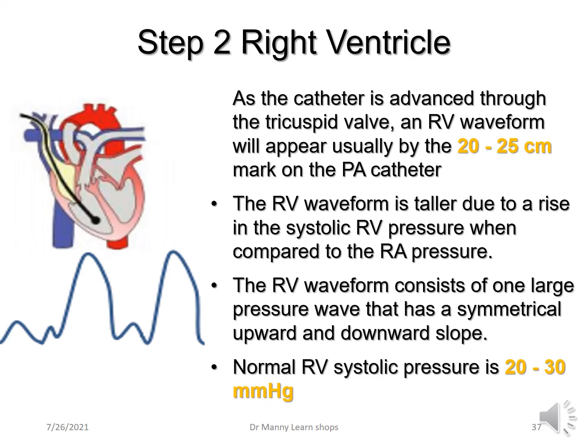Then step 2, the catheter in the right ventricle. As the catheter is advanced through the tricuspid valve, you'll see a right ventricular waveform, and it'll usually appear at about the 20 to 25 centimetre mark on the PA catheter. The right ventricular waveform is taller due to the rise in the systolic right ventricular pressure when compared to the right atrial pressure. The right ventricular waveform consists of a large pressure wave, and it's got a symmetrical upward and downward slope. Normal right ventricular systolic pressure is about 20 to 30 millimeters of mercury.